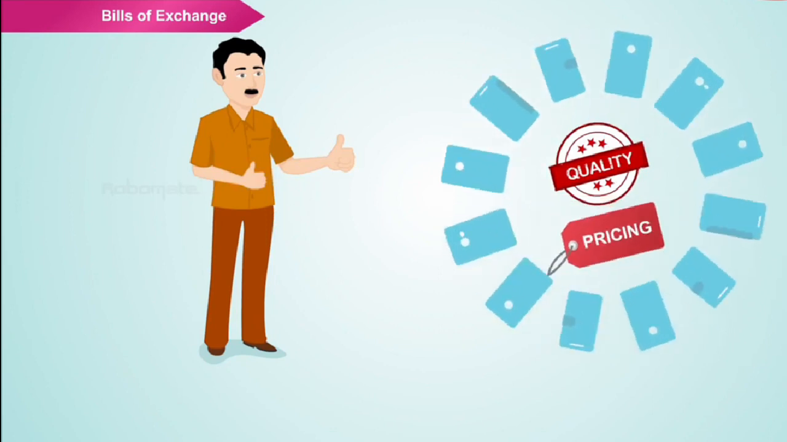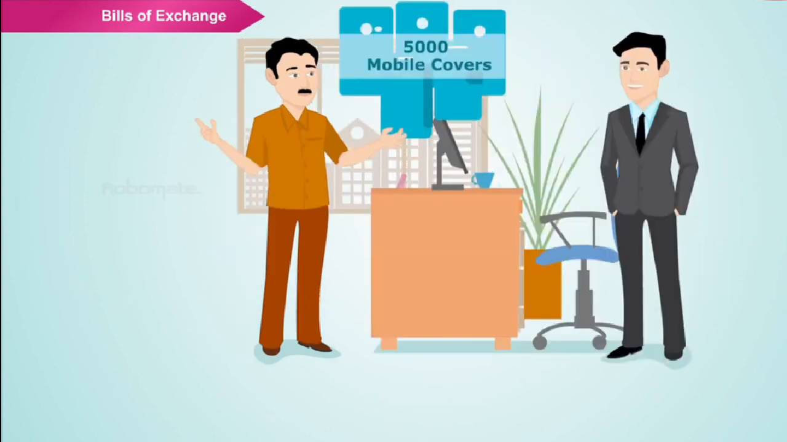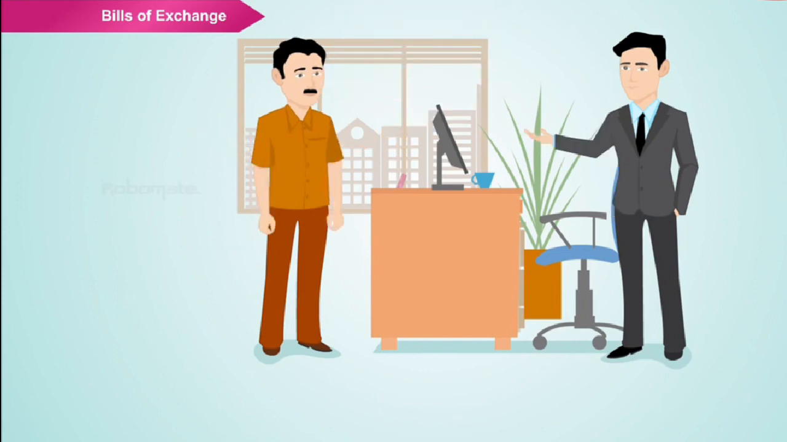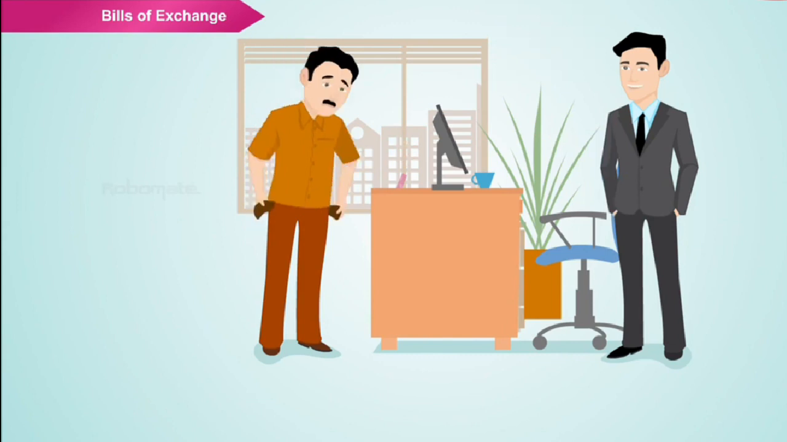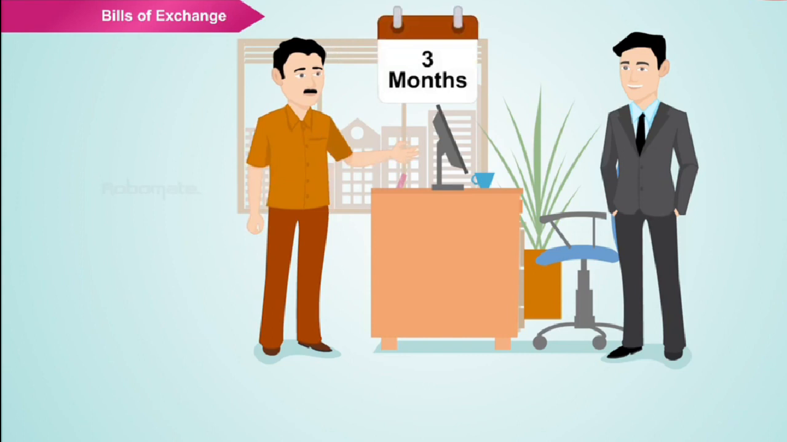I really like the quality of mobile covers available with you. I would like to buy 5,000 mobile covers. What's their cost? The cost would be around 50,000. Sir, I do not have rupees 50,000 right now to pay for the mobile covers. So, will you give the mobile covers on credit? I need a time period of 3 months to repay.